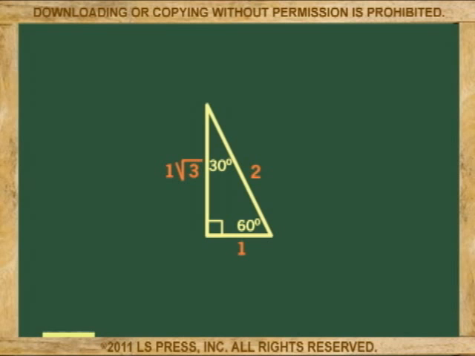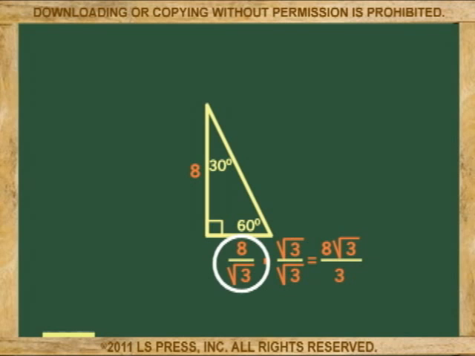So if the short leg is 4, the hypotenuse is double 4 or 8, and the long leg is 4 square root of 3. And if the hypotenuse is 14, the short leg is 7 or half, and the long leg is 7 square root of 3. And if the long leg is 8, the short leg is 8 over the square root of 3. Remember, because we are going the other way, we divide instead of multiplying.